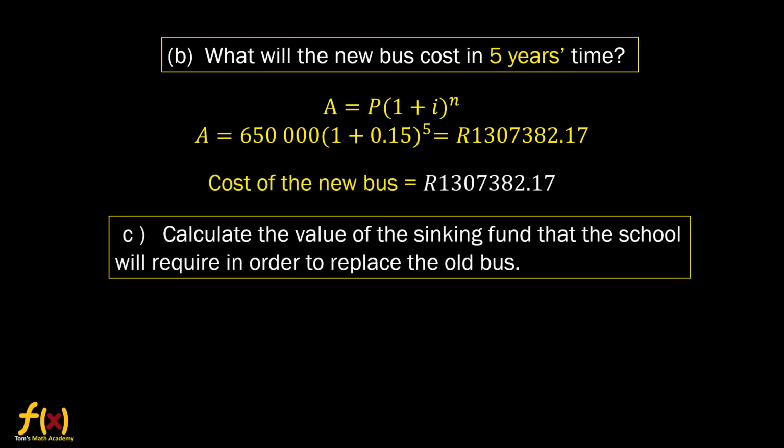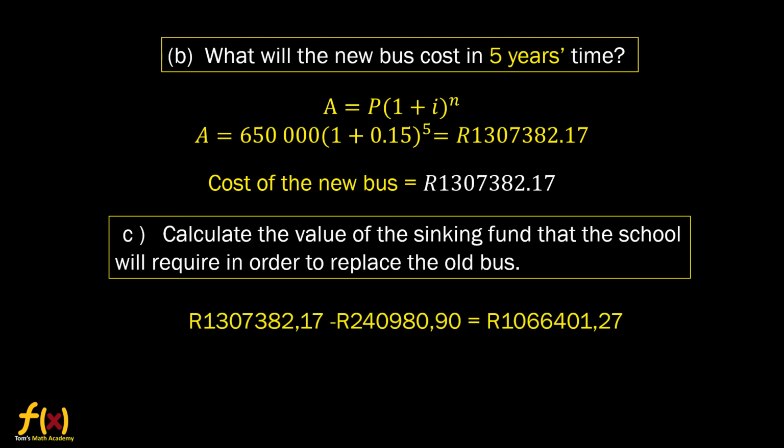Question C, calculate the value of the sinking fund that the school will require in order to replace the old bus. So what we do? The cost of the new bus minus the selling price or scrap value of the old bus. So you subtract and you get the difference. That is the value of the sinking fund. Simple, very simple.